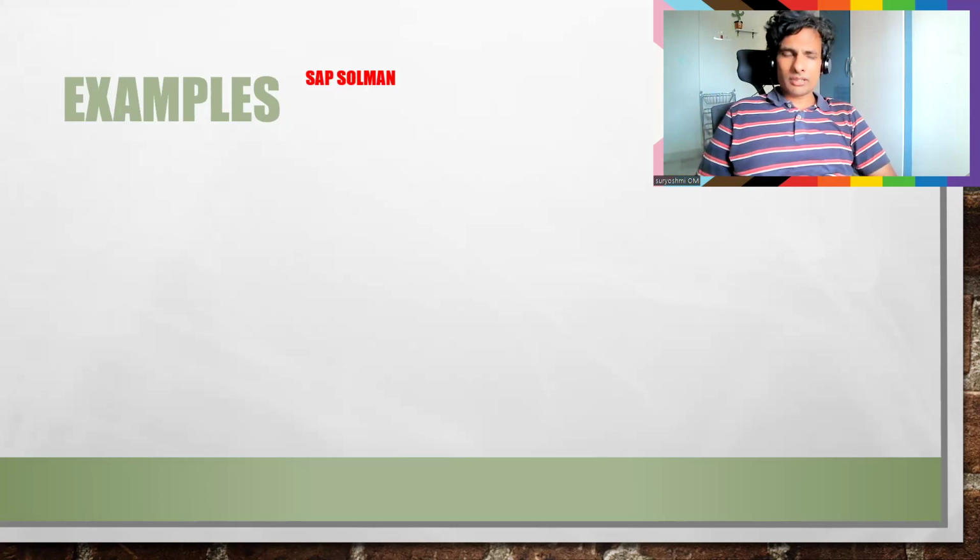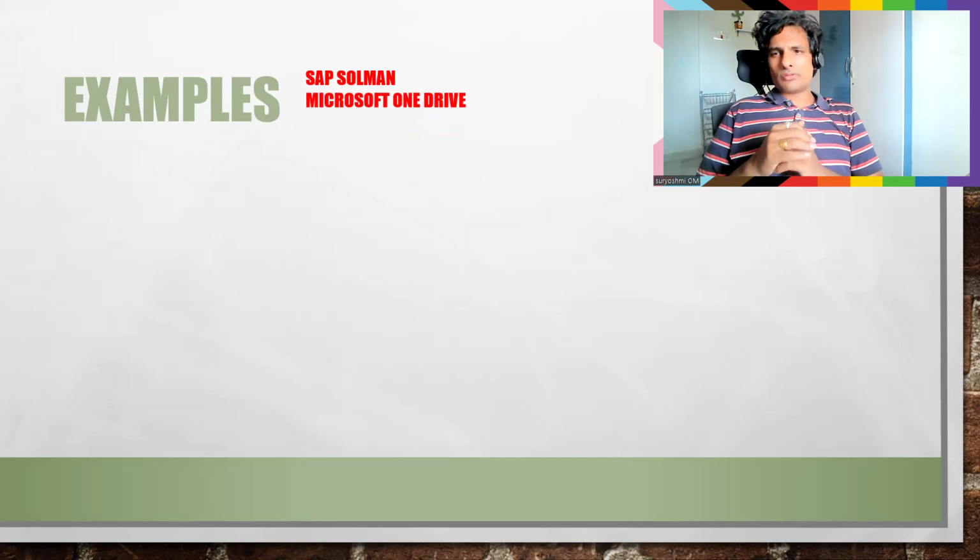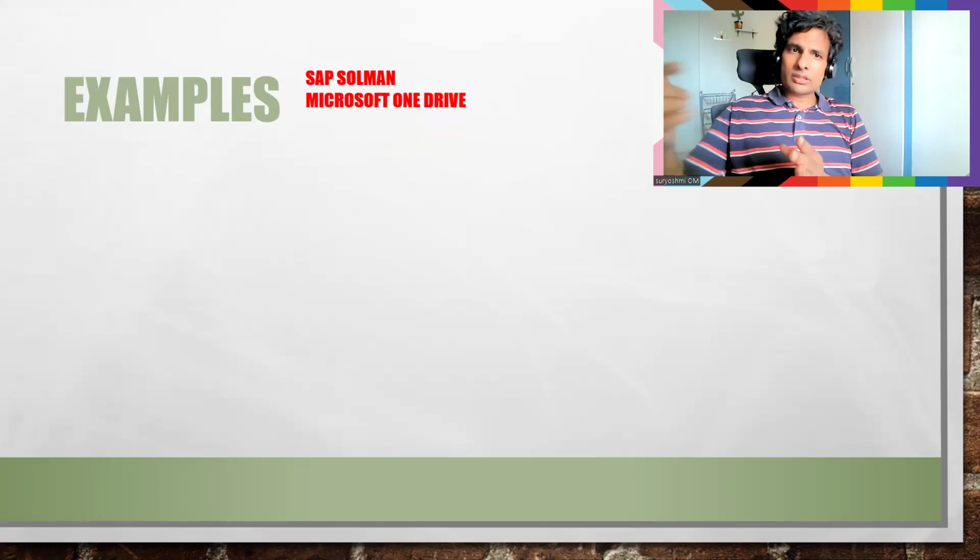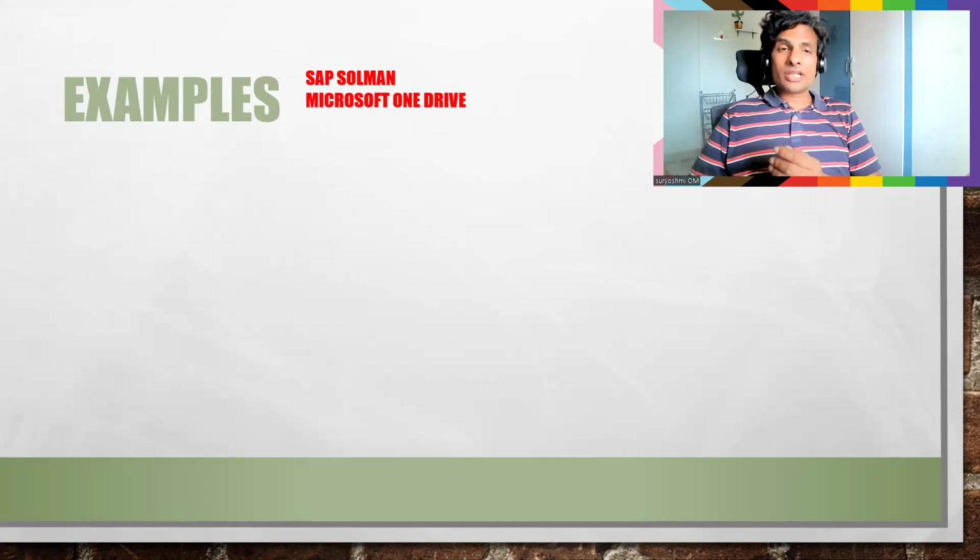For example, Microsoft OneDrive. This is a repository. I'll tell you the process. You wrote a functional specification and you can send it through email for approval. Anyhow, you're going to do so via email. You can directly attach it, or certain projects have rules that you upload it in Solman or Microsoft OneDrive, or certain times Teams also.